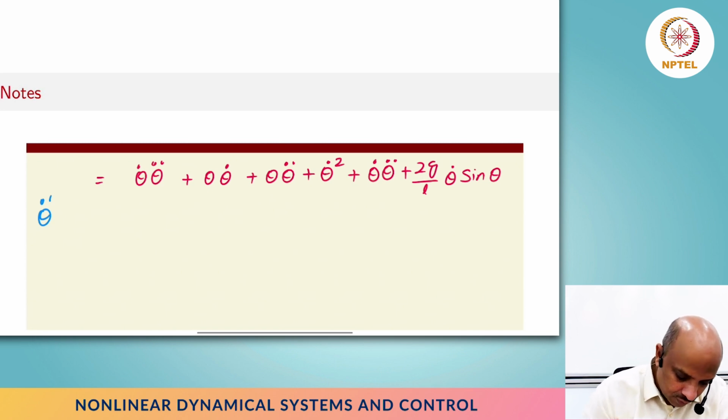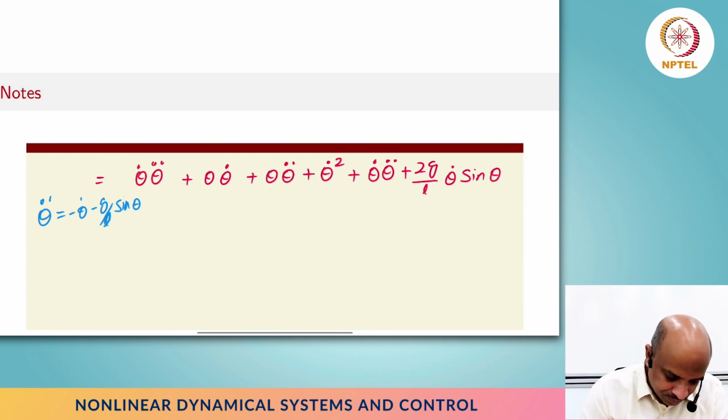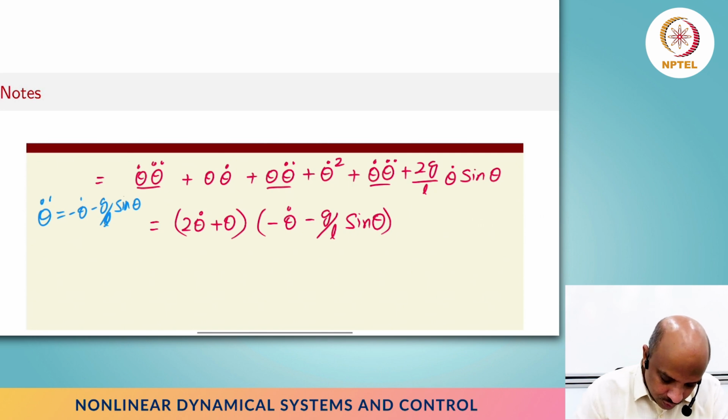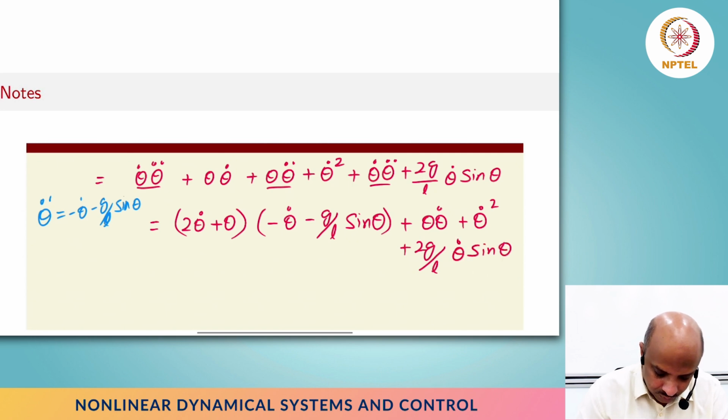Okay, remember theta double dot is minus theta dot minus g over L sine theta, right? Let's remember that, and then we can continue. So wherever theta double dot is there, we can substitute it. I'm going to take this and this combined together. We'll get 2 theta dot plus theta times minus theta dot minus g over L sine theta. Of course, the remaining terms are theta dot plus theta dot square plus 2g over L theta dot sine theta.